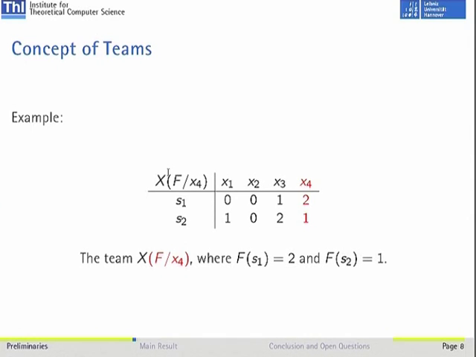And here's the extension of the team where we add a column X4, and we have a function that maps S1 to 2 and S2 to 1. Yeah, and we just add this team that's meant by X extended by F to X4.